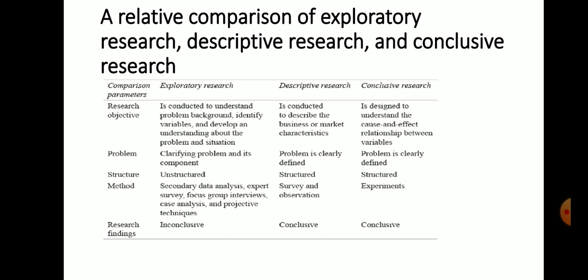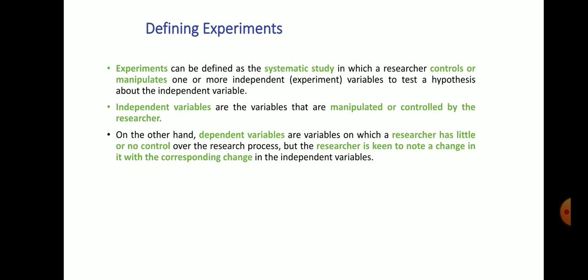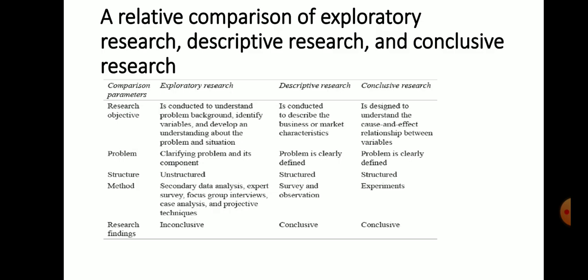Descriptive research design defines the characteristics of a market or the business. It is very structured in nature. The method of the data collection is survey and observation, and the research gives conclusive findings. Conclusive research design is basically designed to understand cause and effect relationship between the variables. Again, this is a structured research design and the result is conclusive in nature.